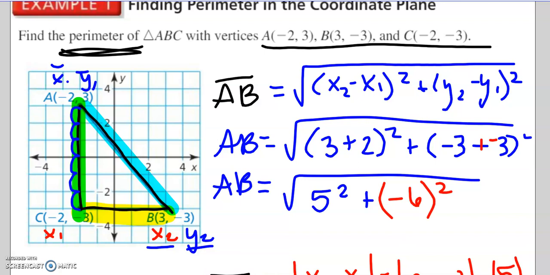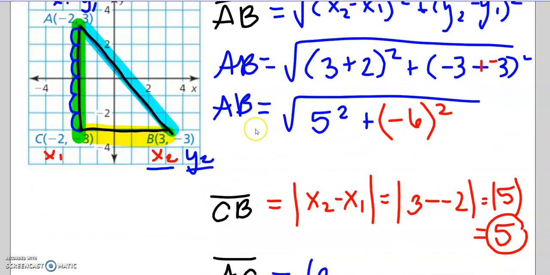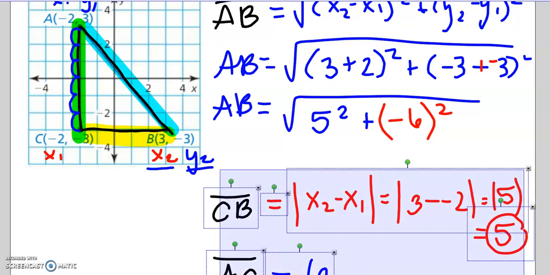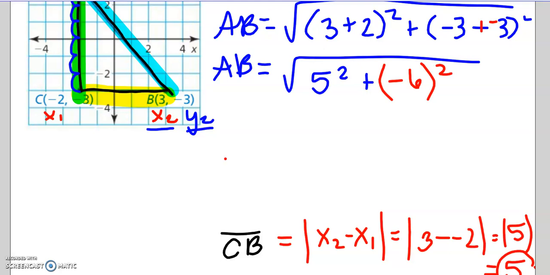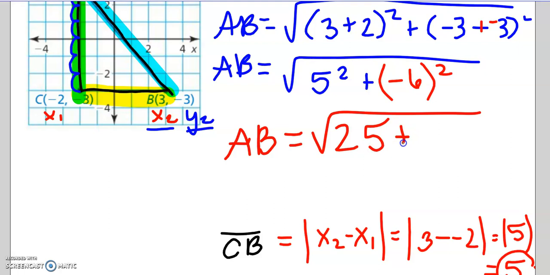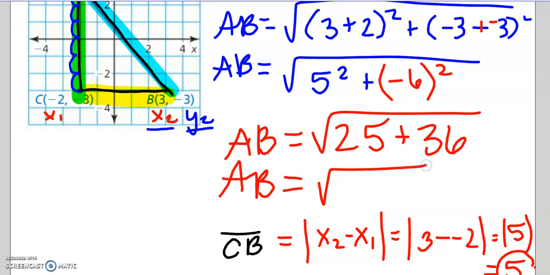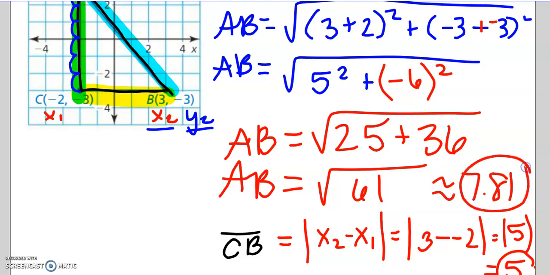And then what we're going to do is continue to simplify that. I think I need more room. And then we will have 5 squared, which gives me 25, the square root of 25, plus negative 6 squared. Negative 6 times negative 6 gives me a positive 36. Then we can finally add them. AB equals 25 plus 36 is going to give me the square root of 61, and we can round that, and it's going to be about 7.81 is the length of AB.